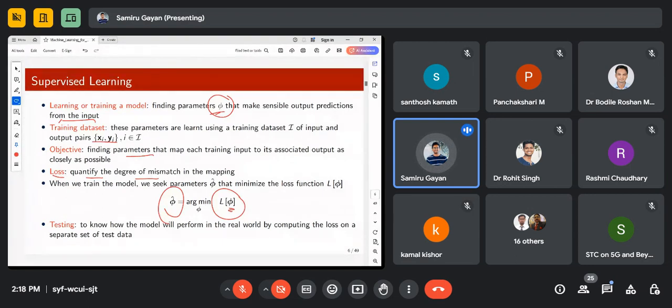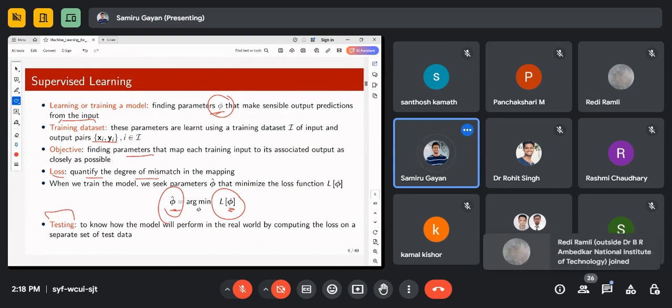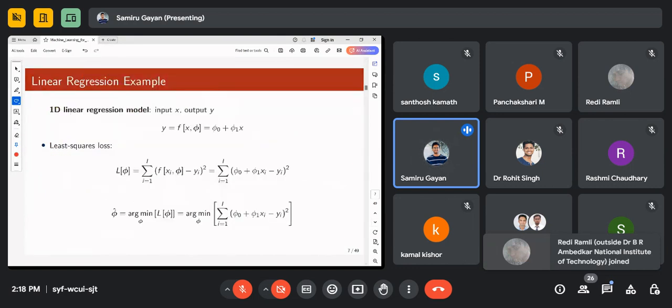Once we find these phi values or the parameters, then we have another set of data which we can use to test the model. So you can test the model by using this one. This is a well-known procedure, and I believe that you all are familiar with this stuff. But I just wanted to refresh your memory on that. That's the only reason.